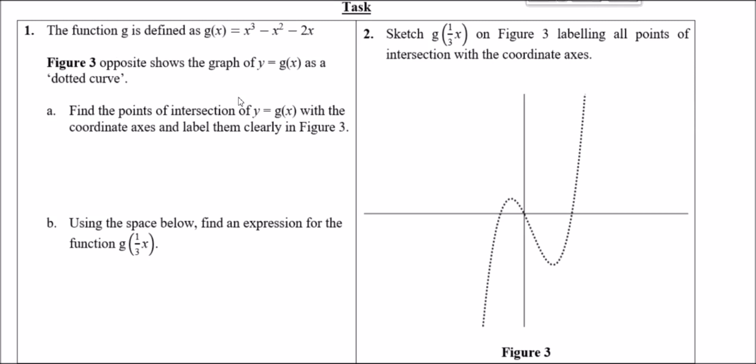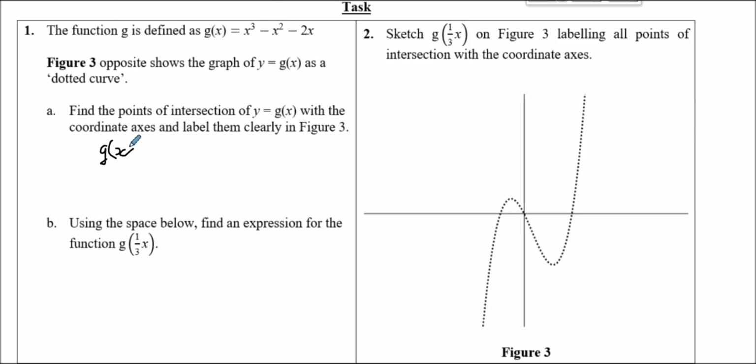Figure 3 opposite has got the graph of it in a dotted line. For part A, we need to find the points of intersection of y equals g of x with the coordinate axes and label them clearly in figure 3. So, first of all, if we want to find the intersections with the axes, your best bet is to factorize.